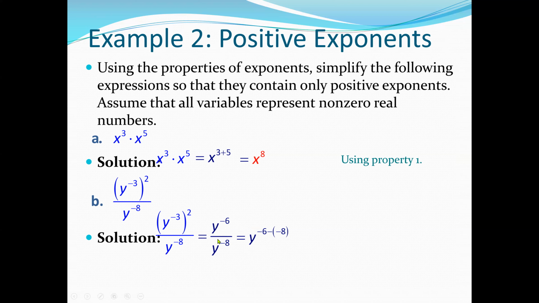We know the property that if we are dividing two items and the bases are the same, and they have exponents, we are going to subtract the denominator exponent from the numerator. So we get negative 6 minus negative 8. And this will give us negative 6 plus 8, because negative times negative is positive. So finally that will give us y to the power 2.